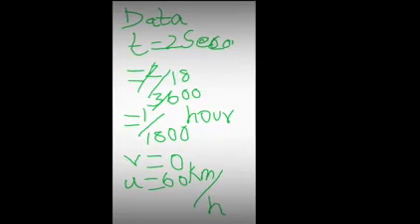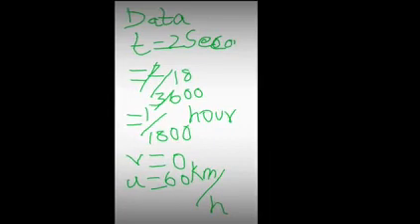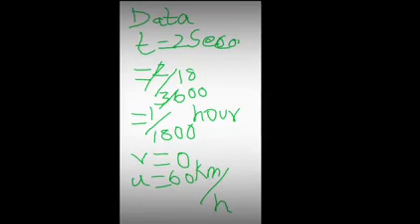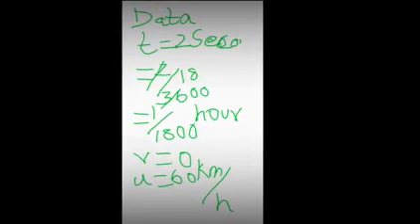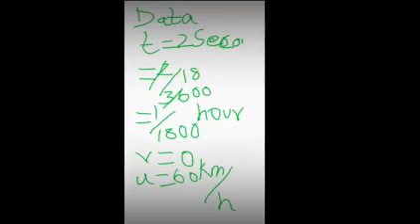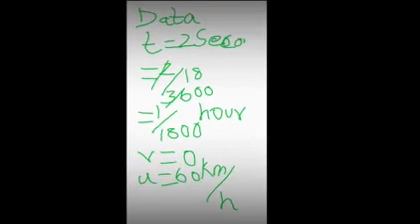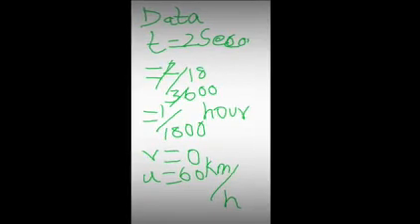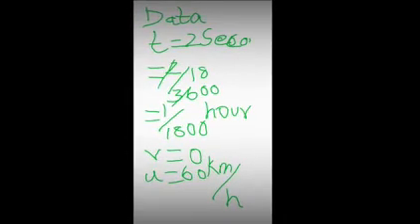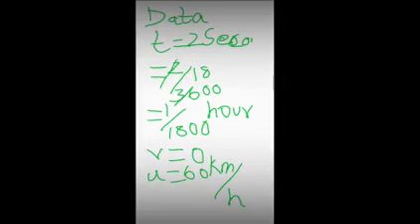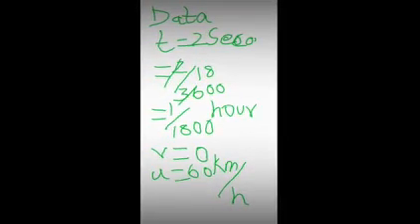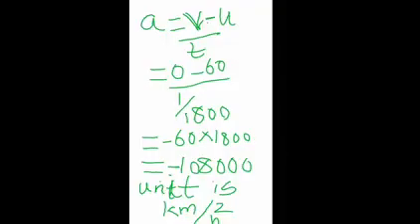So seconds is converted into hour here. So I have written 2 divided by 3600, and 2 is cancelled with 3600. So the answer will be 1 by 1800 hour. Initial velocity is given as 60 km per hour, but final velocity is 0 because the car comes to a stop after applying the brake. Now the formula is A is equal to V minus U by T.